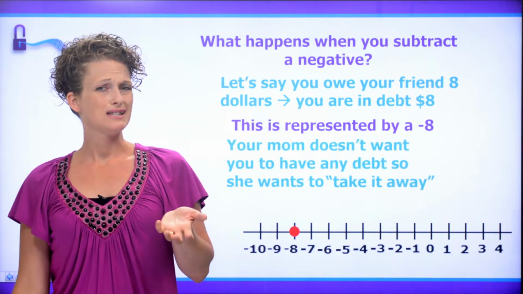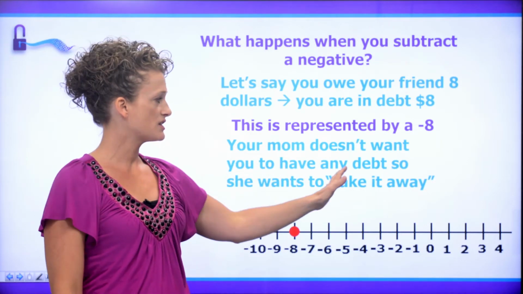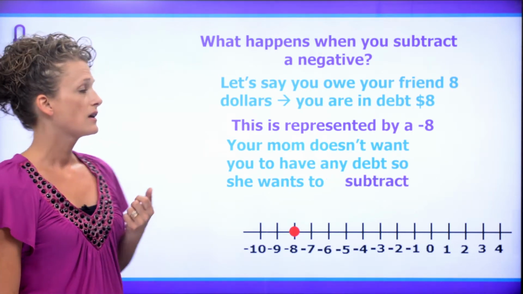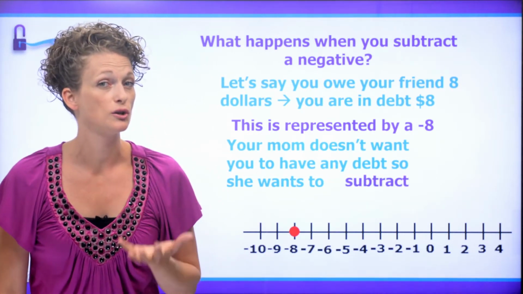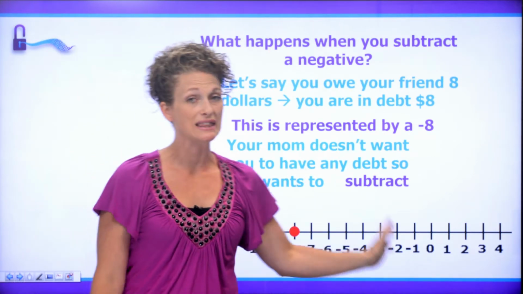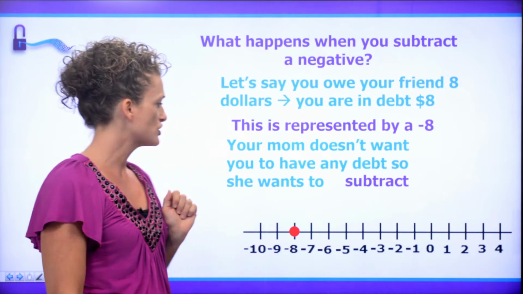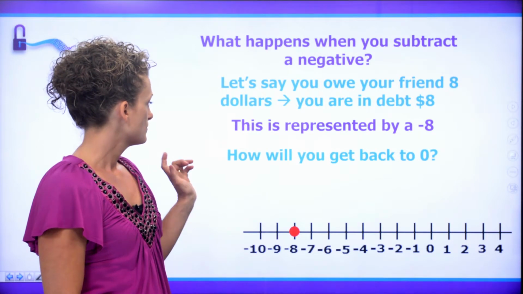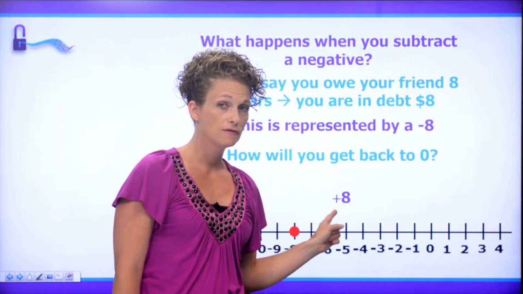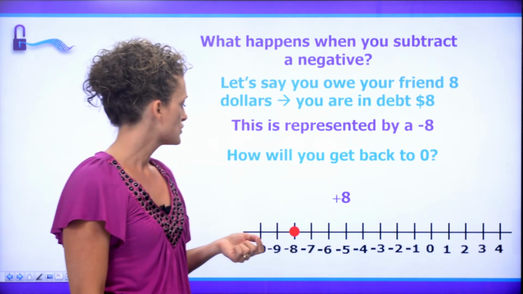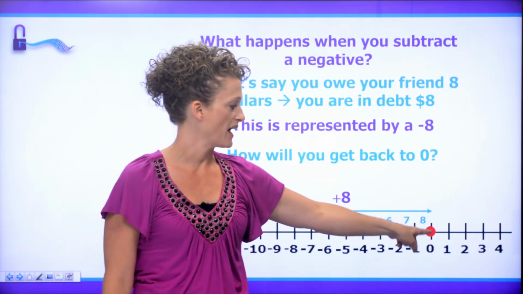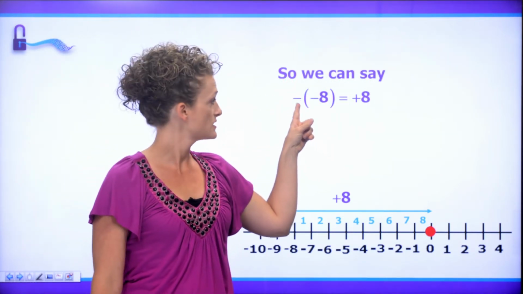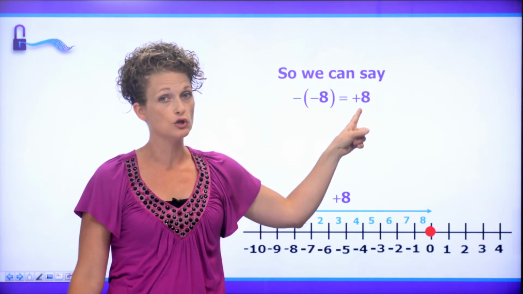And your mom says, but I don't want you to have a debt. I want to take your debt away so that you won't have it. Well, that take away can be thought of as your mom wants to subtract your debt. She wants you at least to get back to 0. So how is she going to do that? Well, to go from negative 8 to 0, there's only one way to do that. She's going to have to give you $8 so you can pay your debt. So if we add 8, that brings you back to 0. And so from that, we can see that subtracting a negative 8 is equal to adding a positive 8.